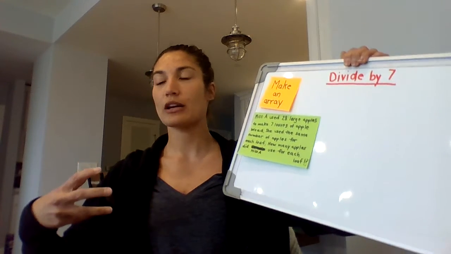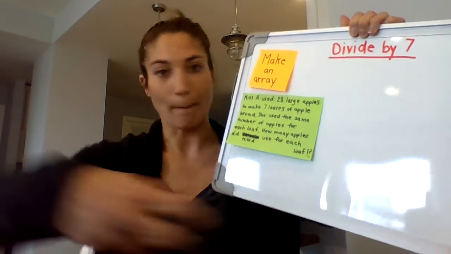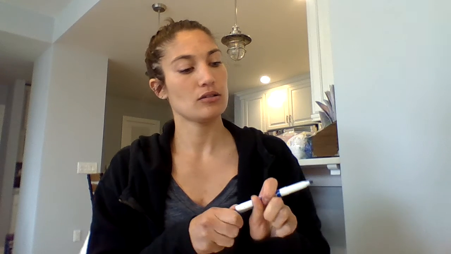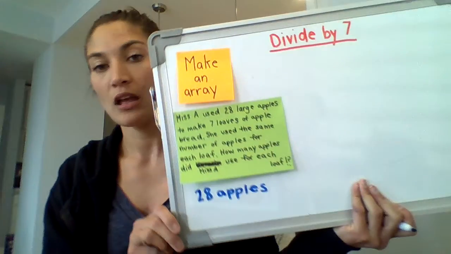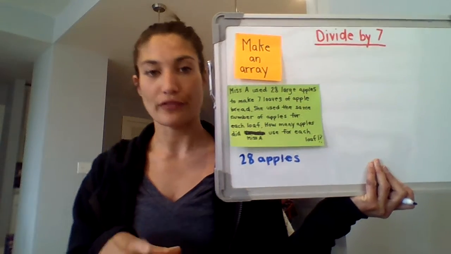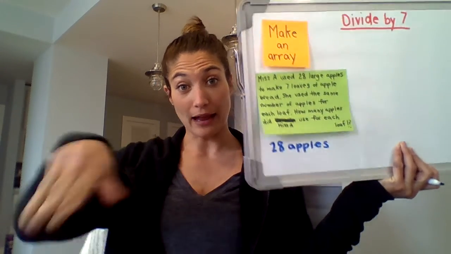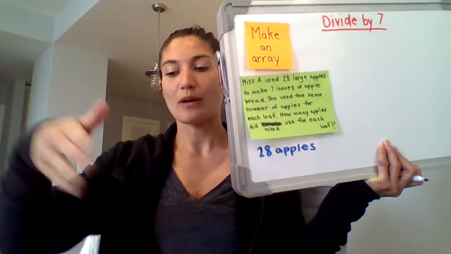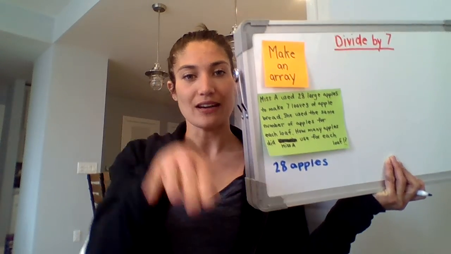Okay, so I'm picturing I went to the store and bought a big bag, and there's 28 apples in there. So I'm going to write down that information because it's important. So I know I have 28 apples to make 7 loaves of apple bread. So imagine when you buy a loaf of banana bread or chocolate chip bread, you have the loaves, right? So there's 7 of them. That's important too.